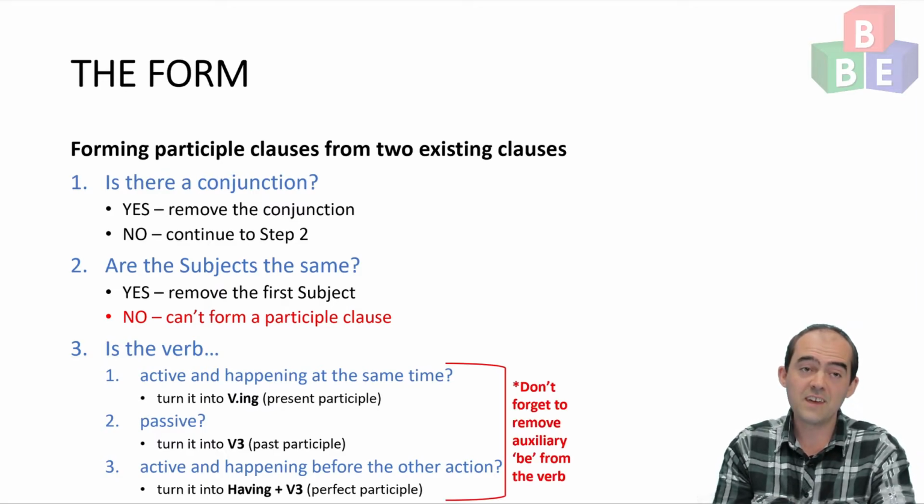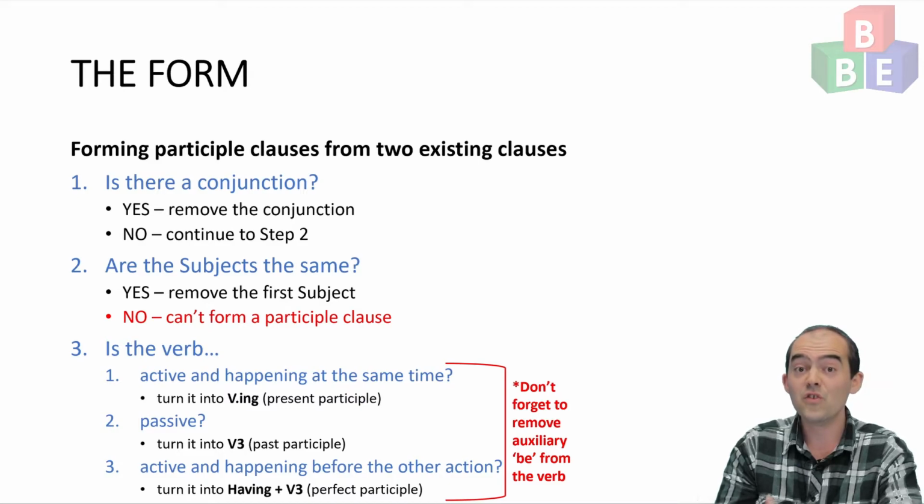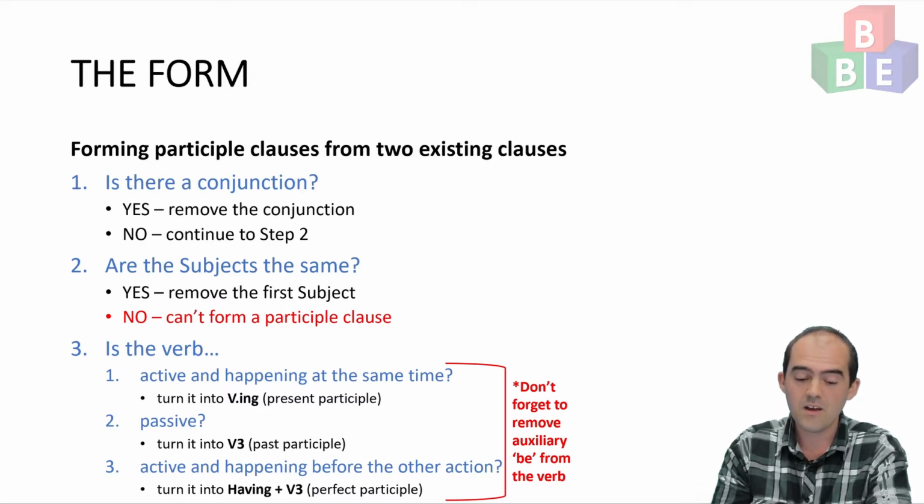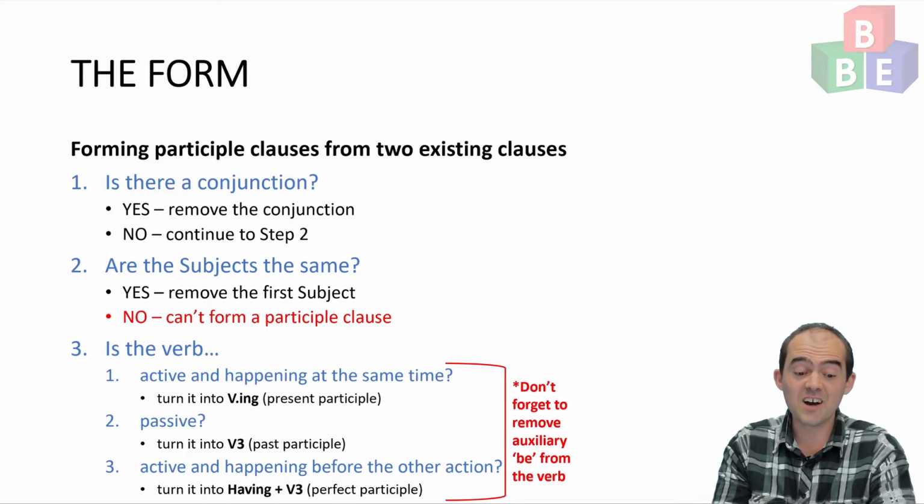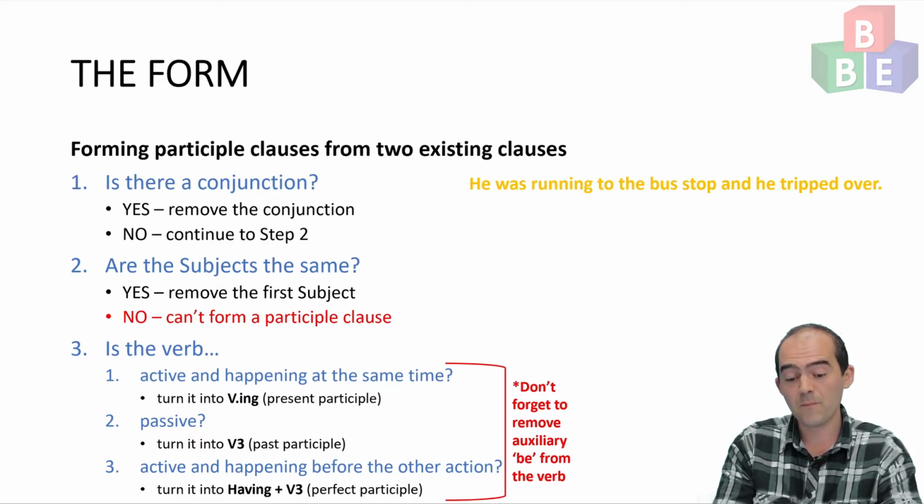Now, in all of these cases, if the verb has an auxiliary be attached to it, don't forget to remove the auxiliary be as well. Okay, so let's look at an example and see if we can ask ourselves these questions to create a participle clause. So, he was running to the bus stop and he tripped over.